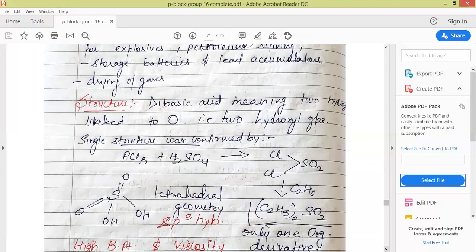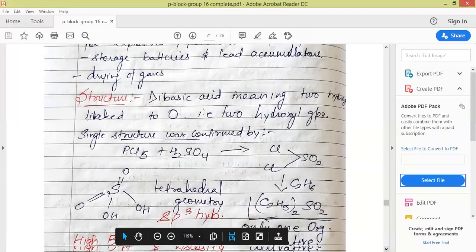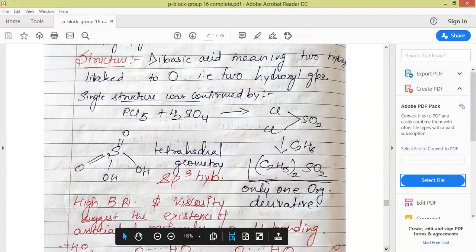Sulfuric acid is a dibasic acid, so one experiment was conducted to check whether it has any isomeric form or not. For that, sulfuric acid was reacted with PCl5 to produce this molecule, which was further reacted with ethane, and an ethyl derivative was produced, where we got only one organic derivative, which confirmed that it does not have any isomeric form.